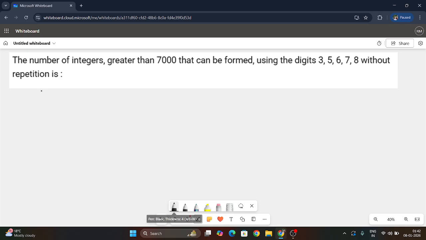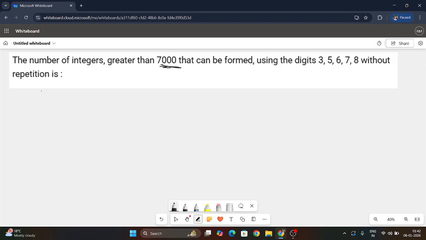So students, we have taken this problem. The number of integers greater than 7,000 that can be found using the digits 3, 5, 6, 7, 8 without repetition. Okay. So greater than 7,000, so these can be numbers of 4 digits. We have to keep in mind that this is a number of 4 digits.